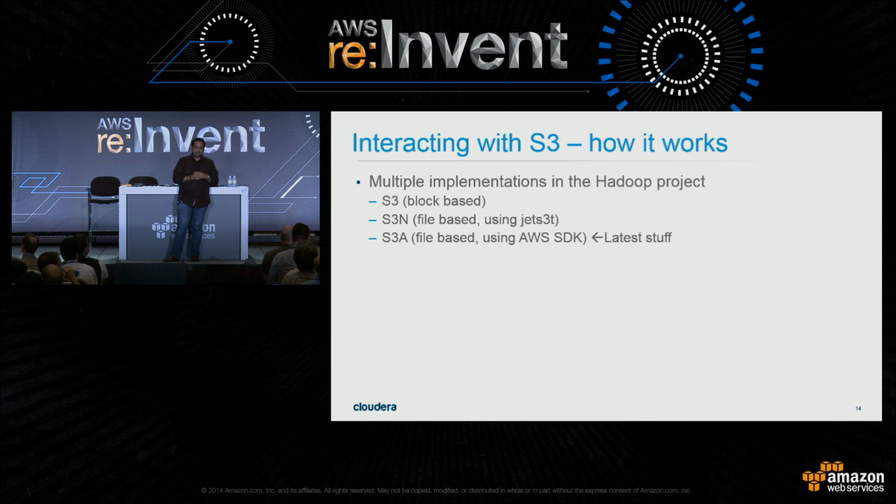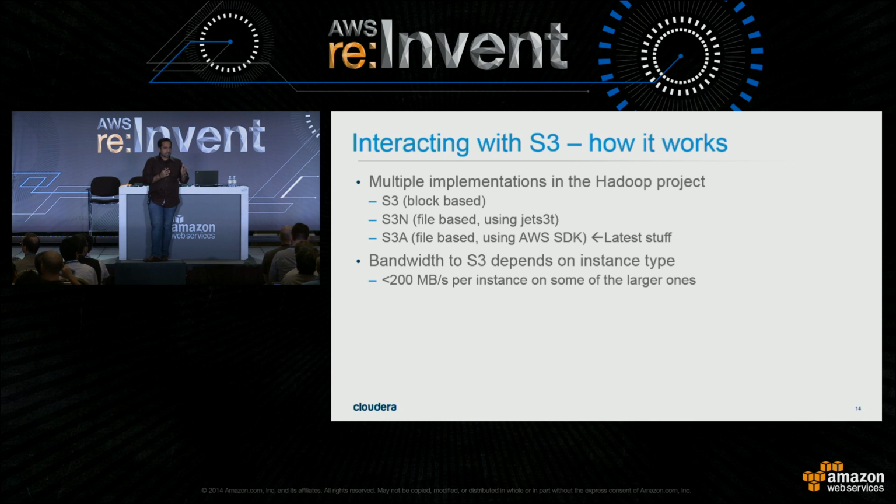S3N is a file-based implementation which uses JetS3t under the hood, and that treats S3 as a file store where it'll store files. So the metadata is managed by S3. Any other application can come in and actually talk to S3 and get access to those files. It uses JetS3t, which is, like I said, a third-party open source library. S3A is the latest one that has been written that uses the AWS SDK. And there's a bunch of optimizations there in terms of how it interacts with S3 that S3N doesn't have. So that's the latest one that was just committed a couple of months ago. And that's the one that we recommend you use.